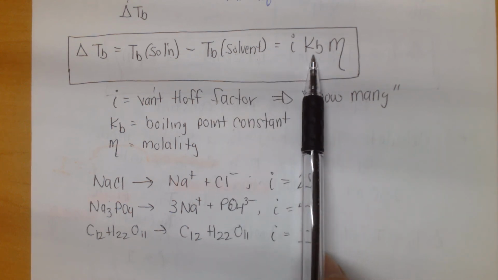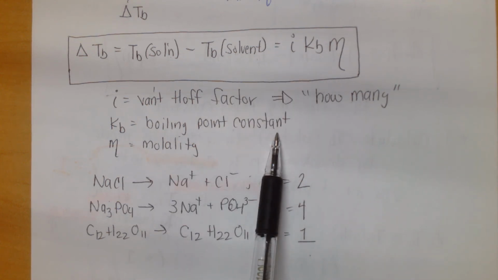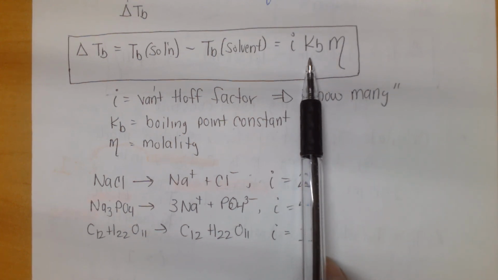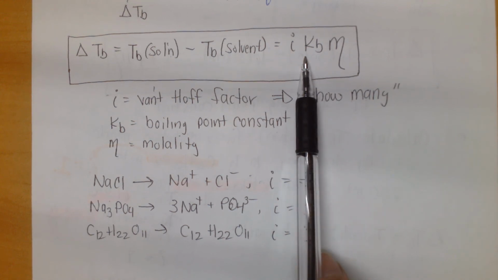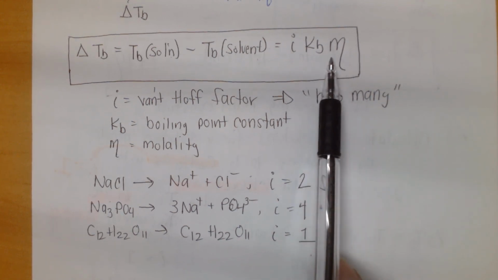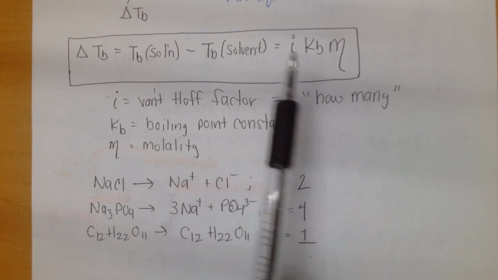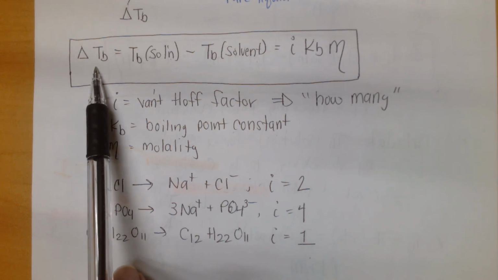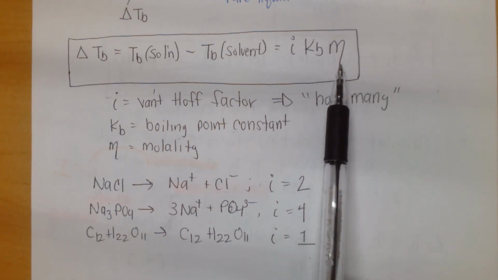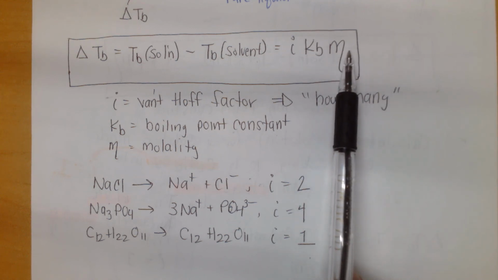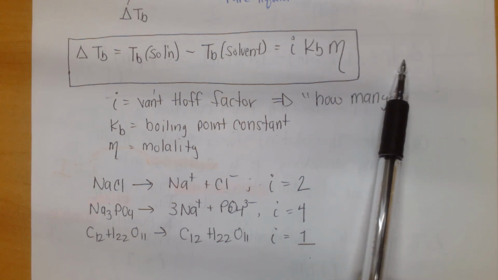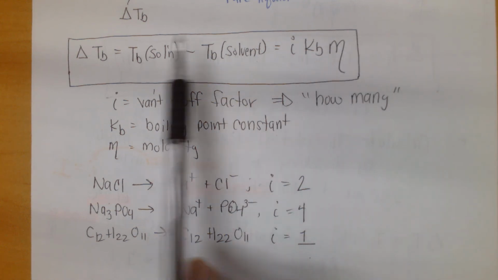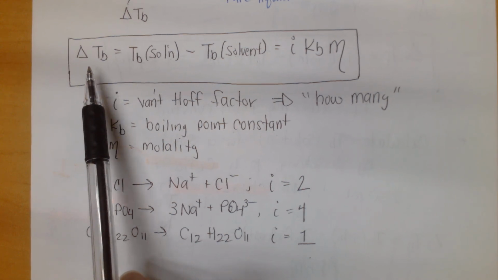Next we have Kb, the boiling point constant. This would be given to you. It's a constant you could look up in a table in your book or would be given on an exam. Then, of course, m is the molality. Remember, molality is moles of solute over mass of solvent. As the moles of solute increases, we get a larger change in delta T.